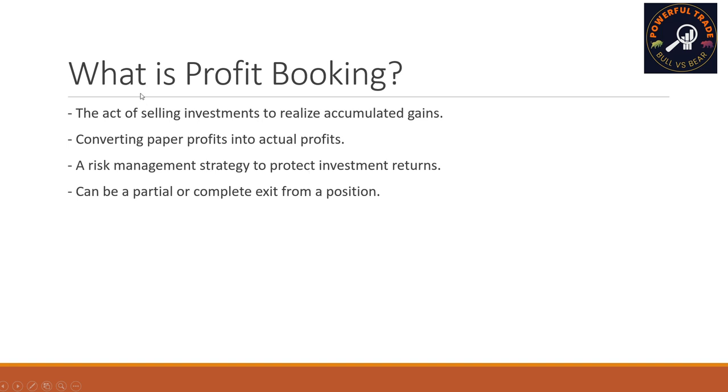So first, what is profit booking? Basically, when we are buying anything, at a certain stage we will be selling it because we may have a huge profit. If you are not selling it, these are all paper profits. You bought a stock worth 100 rupees, now it is trading at 300 rupees. The 200 rupees profit is only a paper profit, so you are not getting that profit in your hand.